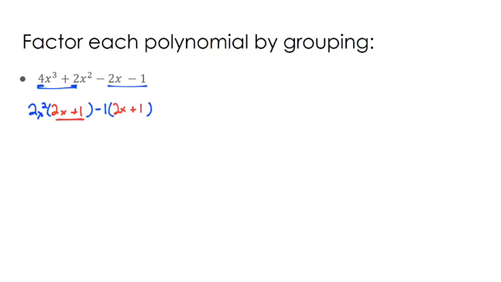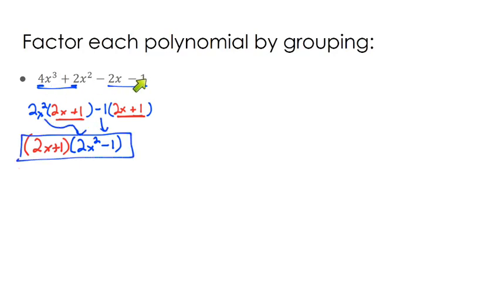And now we know we're doing good because that matches that, and that now becomes our GCF. So I'm going to factor the entire 2x plus 1 binomial out to the front, and that's going to leave us with 2x squared minus 1. So this would be the factored form of this four-term polynomial up here.